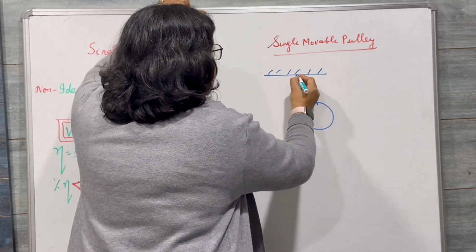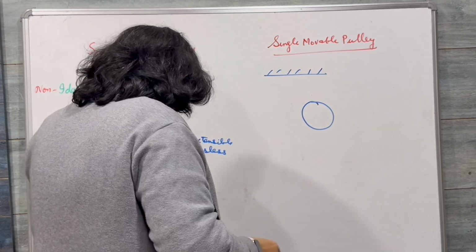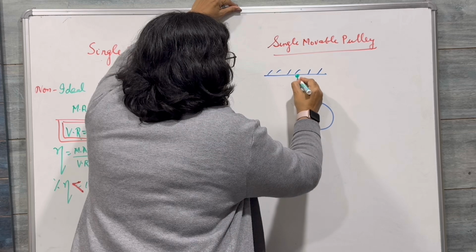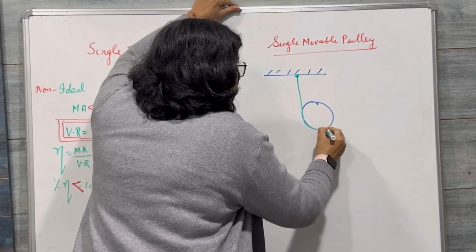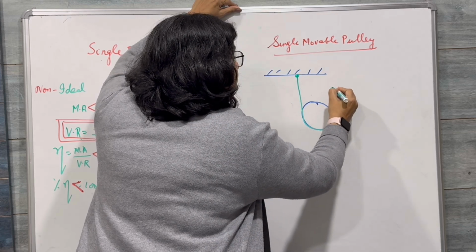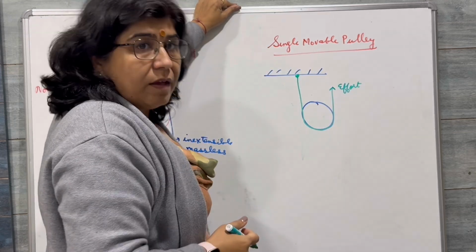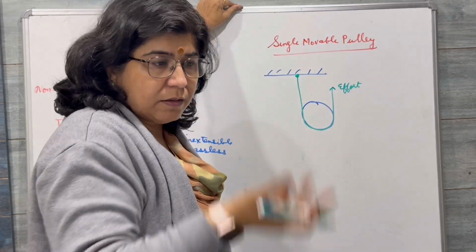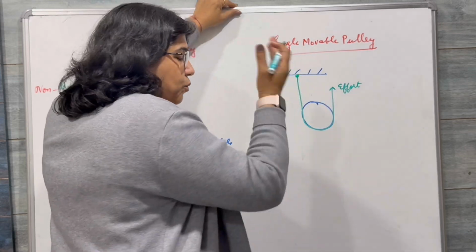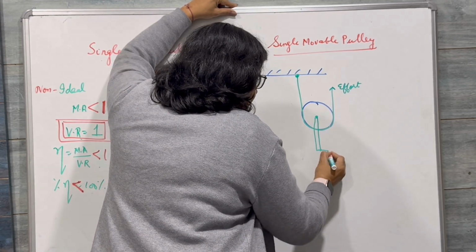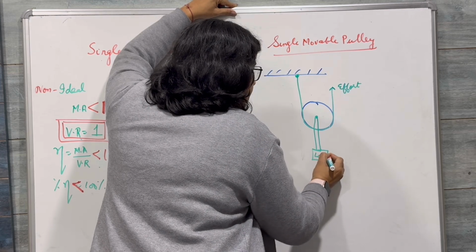So what you do is you have a string tied to a hook here, it comes down, there it goes, and you apply the effort upwards. And where is the load which you have to pick? The basic need is you pick the load. So the load is attached to this center. This is the load.